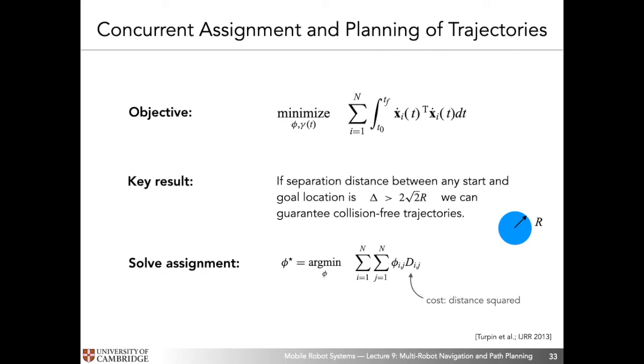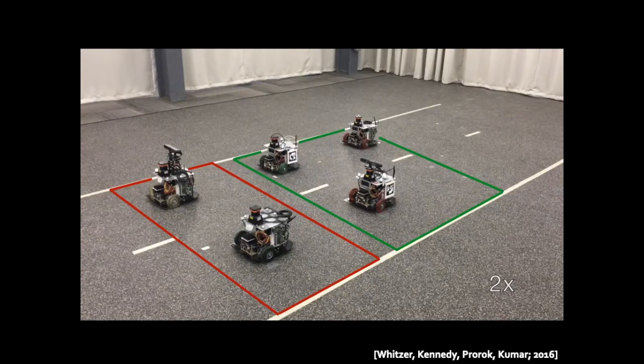And what I want to do next, before I conclude this lecture, is just show you a movie to convince you of how we can use this concurrent assignment and trajectory planning method in real-world scenarios. So this is using the concurrent assignment and planning of trajectories method in motion, right? So what we have here is two platoons of vehicles. Surrounded by the red rectangle, we have a slow platoon of two vehicles, and surrounded by the green rectangle, we have a faster moving platoon of vehicles.